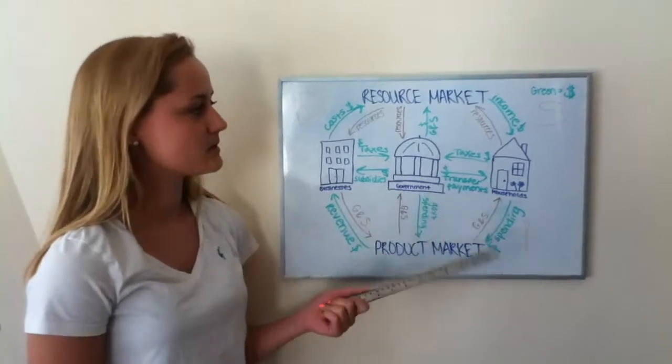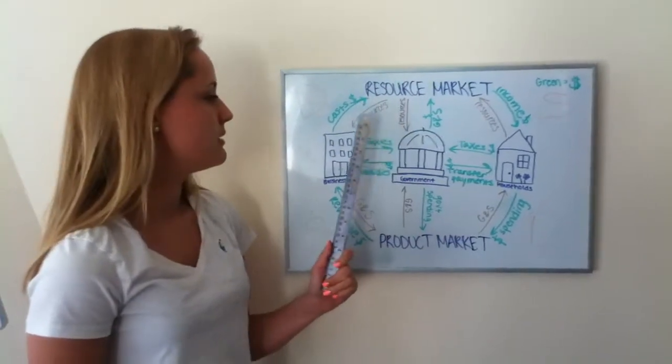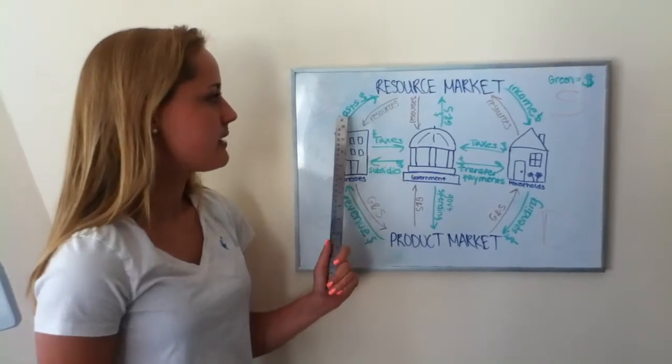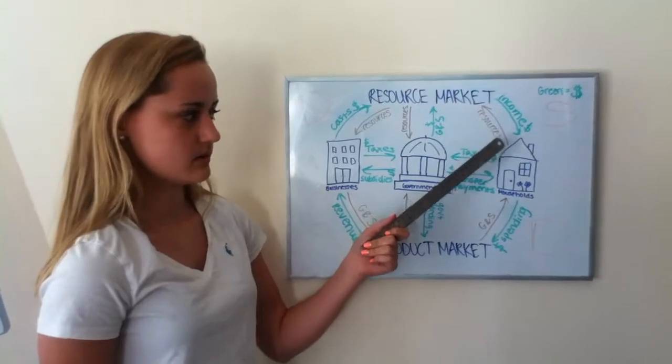Okay, so in the resource market, households supply the resources, which is labor, and the businesses demand them, and they pay their costs, which are the wages, and then that translates to incomes that go back into households.